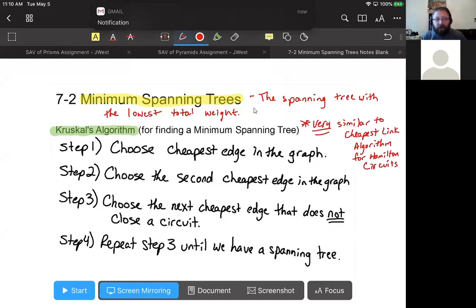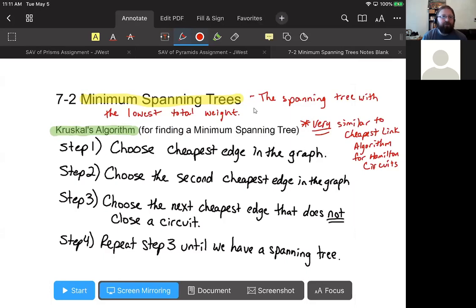We are not going to be looking for a Hamilton circuit. That's not what we're after. We're after the minimum spanning tree, which is going to change the rules a little bit for the algorithm. So what we do is we start by picking the cheapest edge in the graph and then the second cheapest edge in the graph, just like we did for cheapest link algorithm. So the two cheapest edges, no matter what they are, even if it's a tie, we pick the first two cheapest edges in the entire graph.